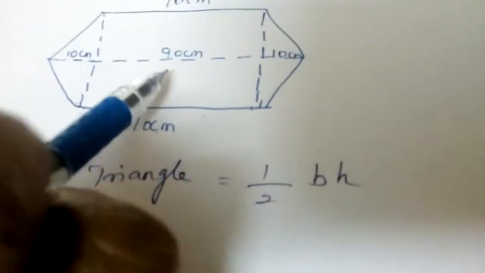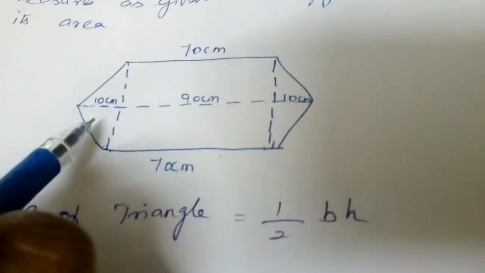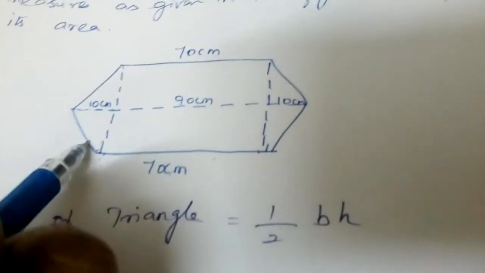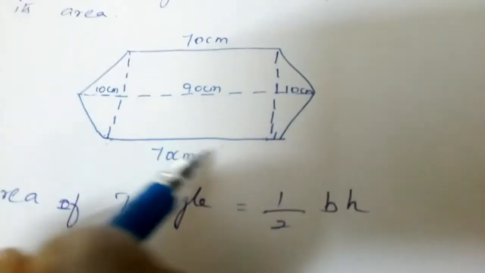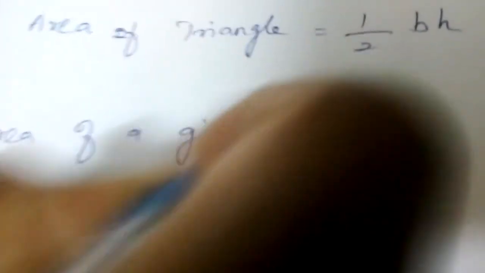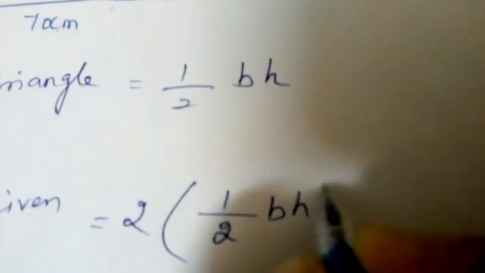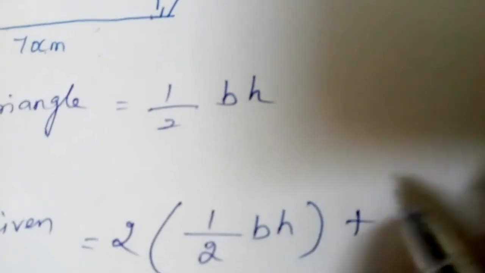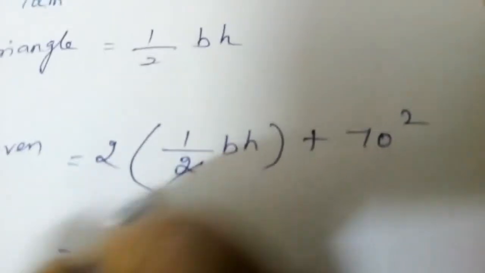So I have to find the area of the given figure, that is, the area of the two triangles plus the area of the square. If I find that, I can get the area of the whole figure. Now let me see. Area of the given figure is equal to 2 times half BH, because there are two triangles, plus the area of a square. Square is 70, so 70 squared. We know the formula for the area of a square is A into A, side into side. So 70 squared. And the 2 I can cancel here itself.